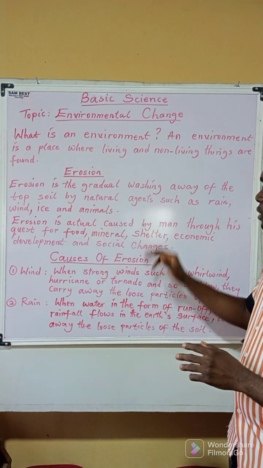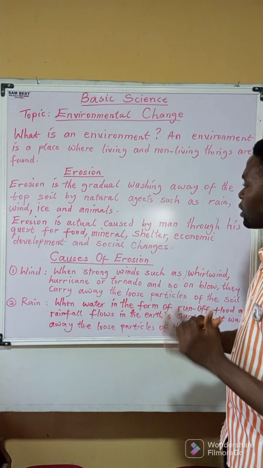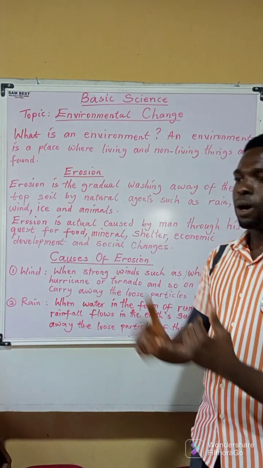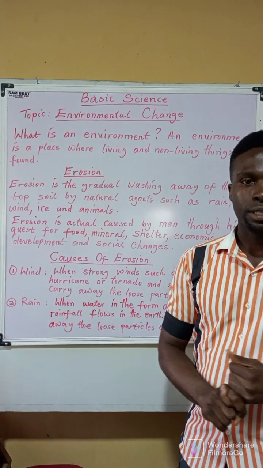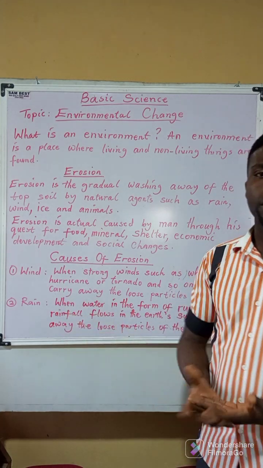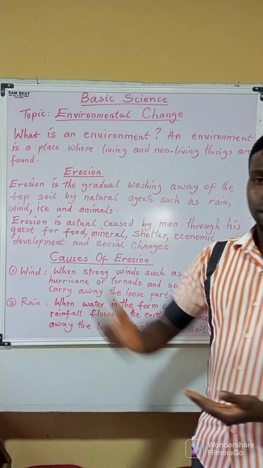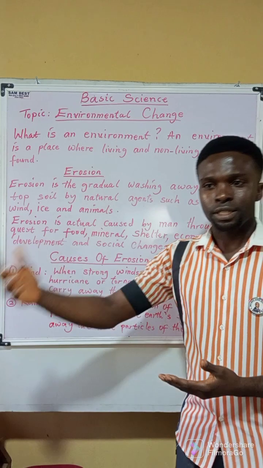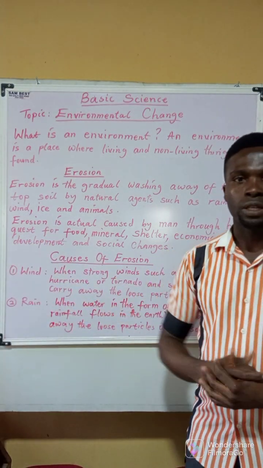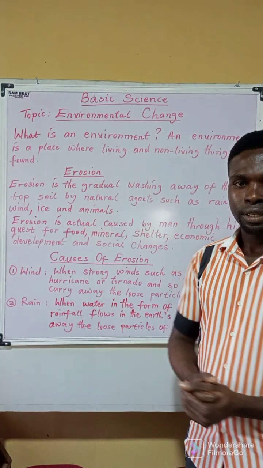minerals, shelter, economic development, and social changes. Okay, because we need food, we always cut trees. We always clear the grasses, exposing the soil directly to rainwater. And by so doing, whenever there is rain, you can see that it directly washes away the topsoil, thereby causing erosion. Are you following?